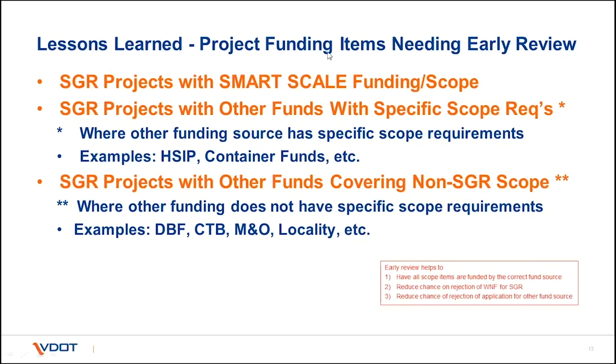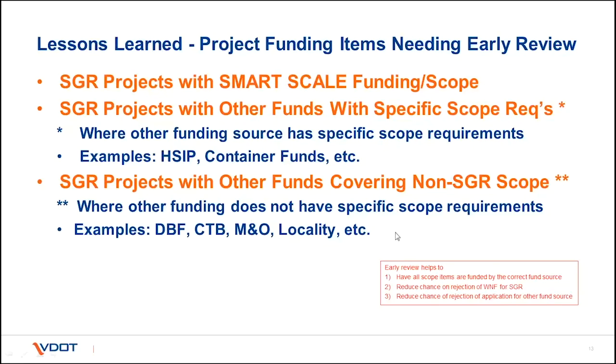Smart Scale is certainly one, but there's also other funds with specific scope requirements. There's container funds, there's HSIP, and so on. If you're looking at any of those fund types, please discuss it early with your district. The final one here is if the locality, for example, wanted to bring funding to add in a turn lane on a bridge or something like that, the addition of capacity is not eligible for state of good repair, but that doesn't stop the locality from bringing money and covering those elements. Again, that's something we'd want to review in detail with you as well.